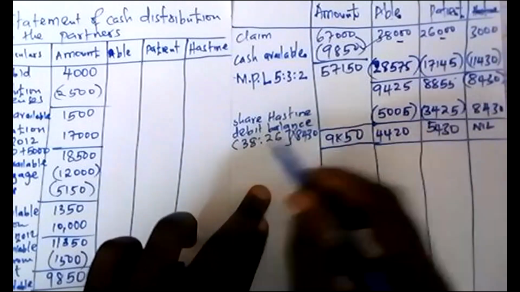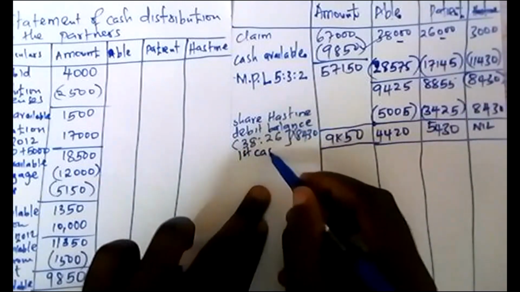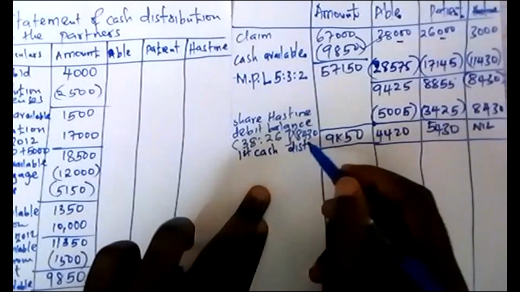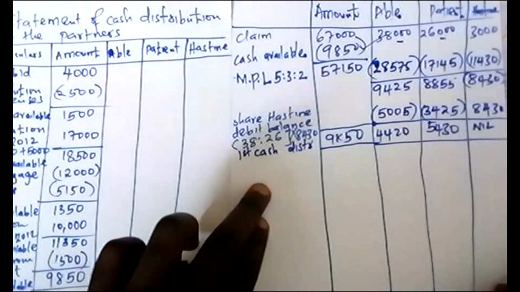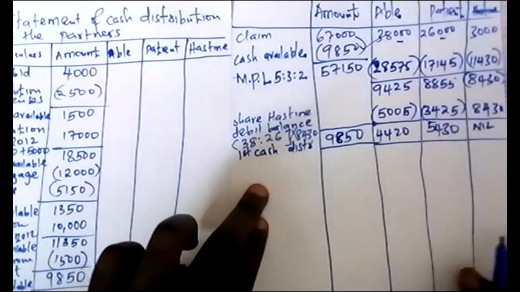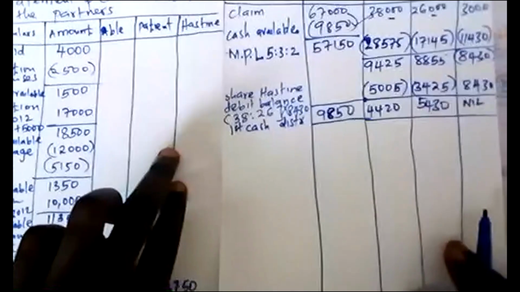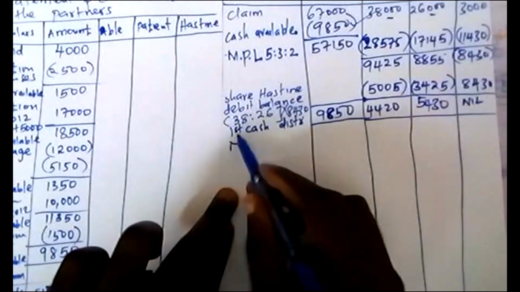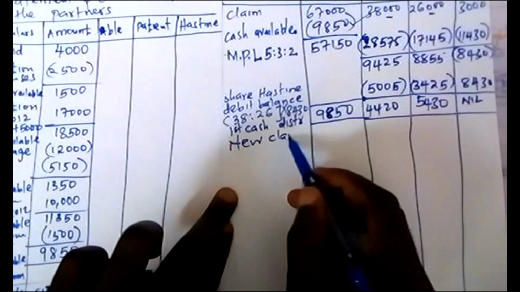So which means that we have done the first cash distribution. And at the same time, we have avoided distributing cash to a partner who was insolvent. That is Hastings. Then now the trend will continue by now checking the new claim.